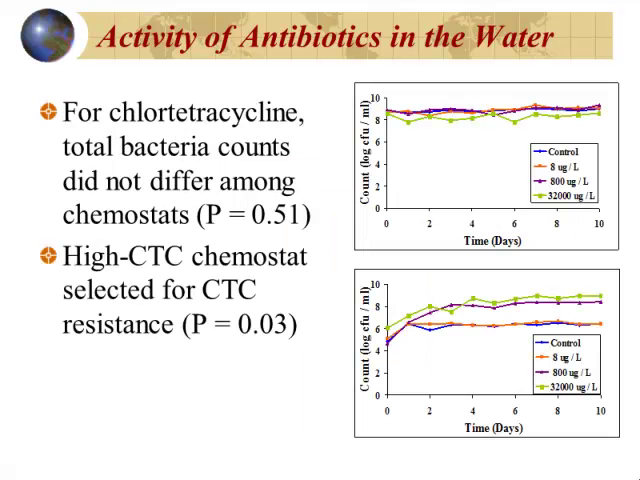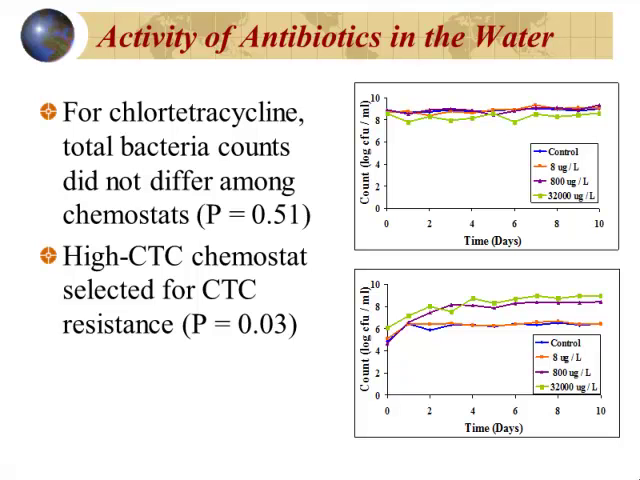And on the top graph, it's total bacterial count. So these are gram-negative bacteria growing in the presence of chlortetracycline in the chemostat. And what you can see is that on that top graph, this is total count. The chlortetracycline in the water didn't have an impact on the total number of bacteria in that chemostat over time. Possibly that green line, which is the high dose, 32,000 micrograms per liter, decreased the bacterial count slightly.